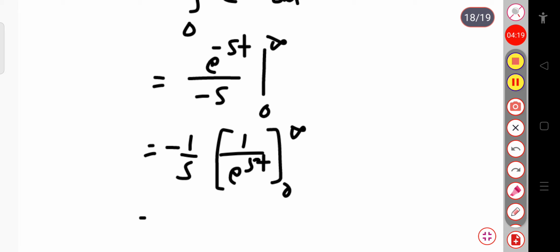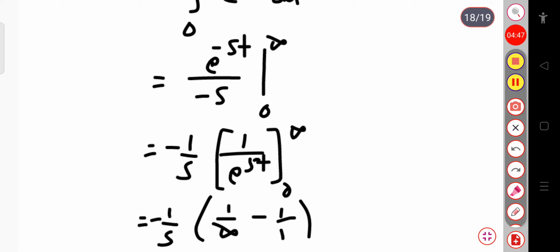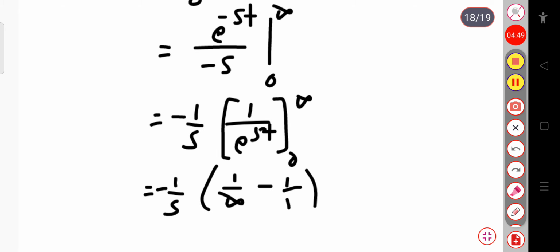So this will be equal to minus 1 by s times, if I put infinity in place of t, 1 by exponential infinity, which is 1 by infinity, and this actually is 0, minus 1 by exponential power 0. Something to the power 0 is always 1, so I can write this as 1 divided by 1. So this will be equal to minus 1 by s.